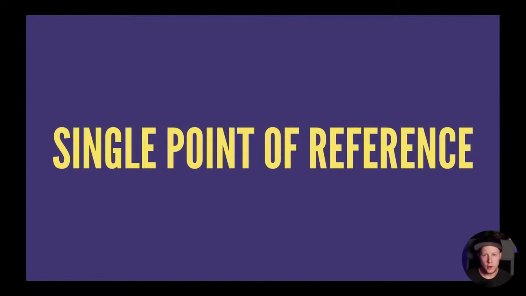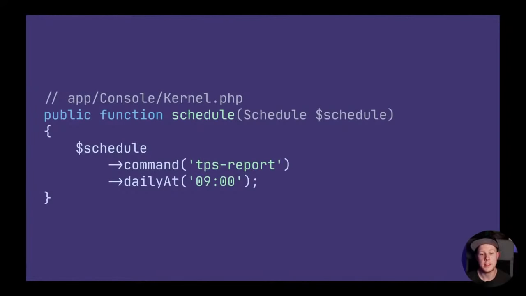We have a single point of reference. The cron tab, it could be in cron tab, it could be in a user-specific entry, it could be in an application or server-specific cron tab. In a Laravel application with the task scheduler, you have a single point of reference. It is the app console kernel.php file, and it looks a little bit like this. So before we had the 0 9 * * * user bin env php, we just have this. We have schedule command tps report daily at 0900, 9 a.m.